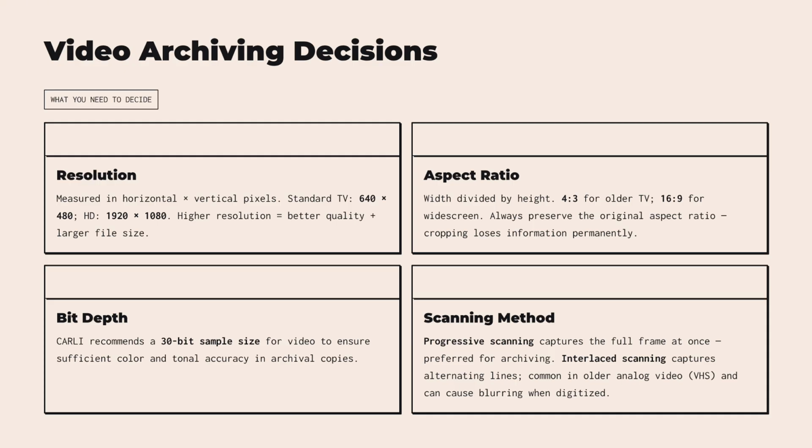Second, aspect ratio. This is the width to height proportion of the frame. Older television used a 4:3 ratio. Modern widescreen uses 16:9. Films for theatrical release often use wider ratios still. The key principle: preserve the original aspect ratio. Cropping to fit a different display format is a permanent loss of information. If you have ever bought a movie in widescreen versus full screen format, you have seen this trade-off firsthand.